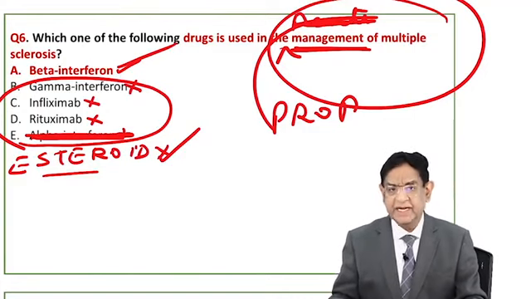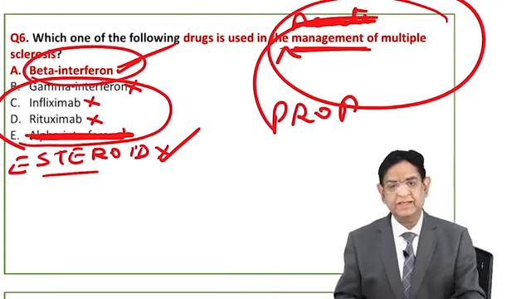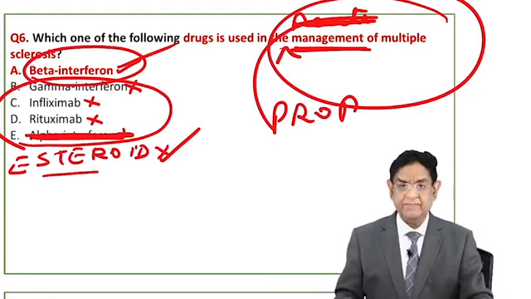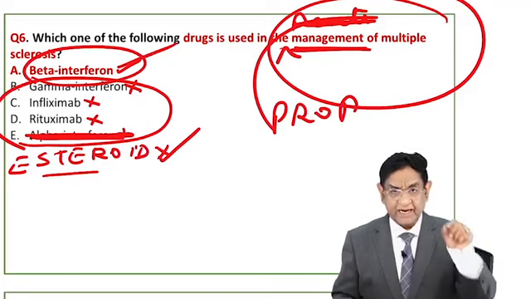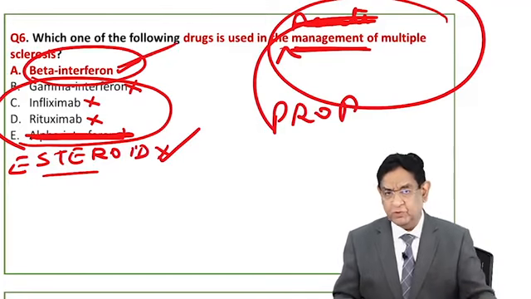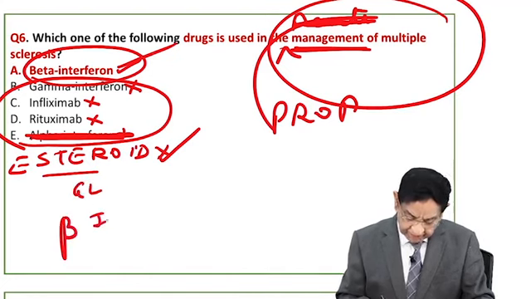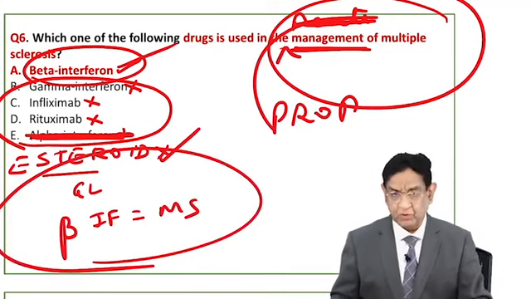And one more thing, as of now, if you are getting beta interferon anywhere, it is multiple sclerosis. Because alpha interferon and gamma interferon we use in many other conditions. But beta interferon, as of today, we use only in multiple sclerosis. So the golden line to remember: beta interferon means you are dealing with multiple sclerosis. So simple, golden line to remember.